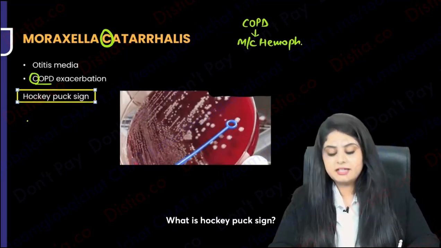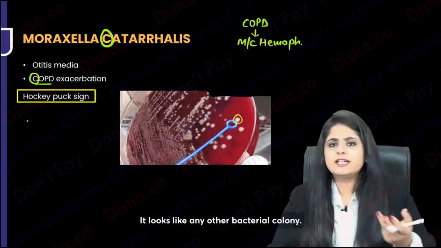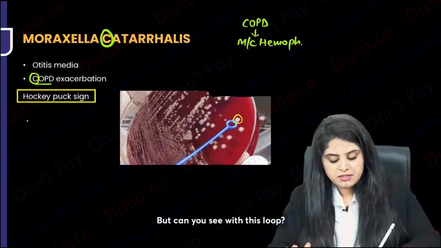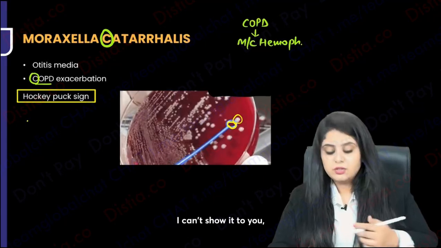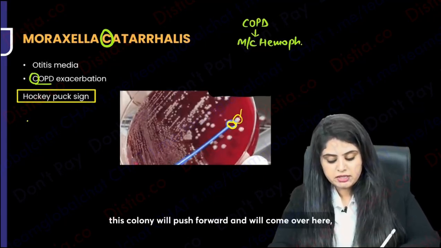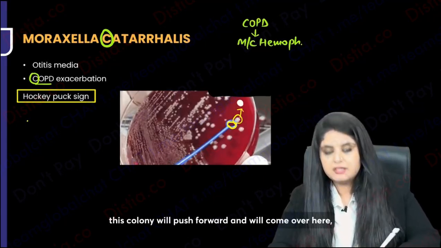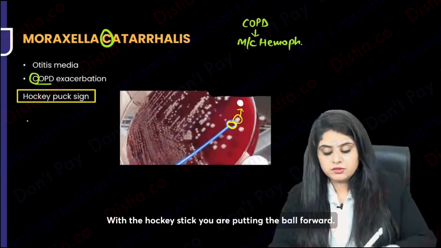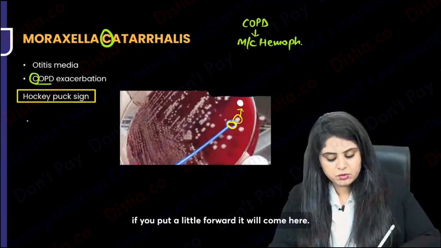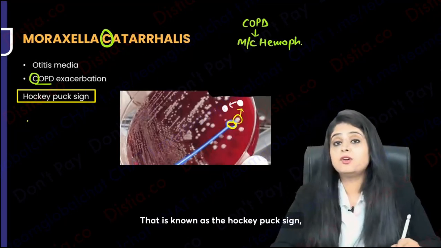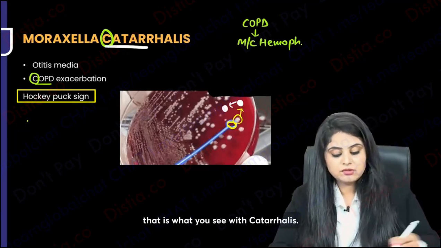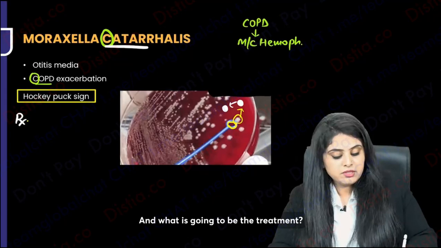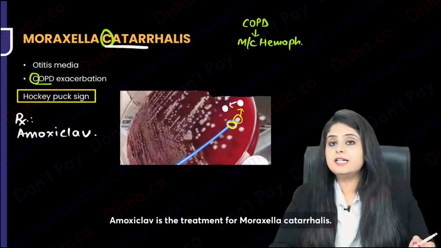What is hockey puck sign? Can you see this colony? It looks like any other bacterial colony. But can you see with this loop? I can't show it to you, but if you try to push it, this colony will push forward and will come over here like you're playing hockey. With a hockey stick, you are pushing the puck forward. Then from here, if you push it a little forward, it will come here. That is known as a hockey puck sign. That is what you see with catarrhalis. And what is going to be the treatment? Amoxiclav is the treatment for Moraxella catarrhalis.